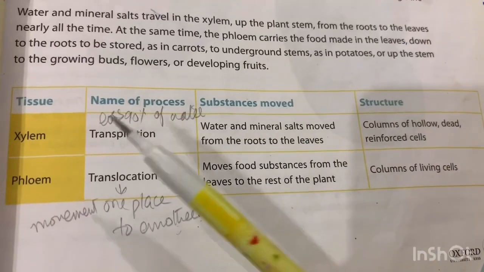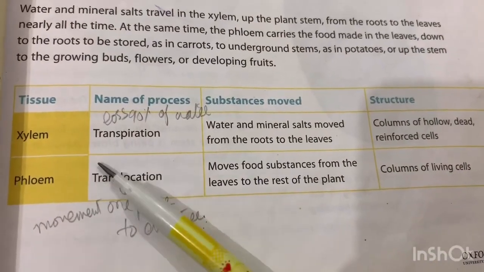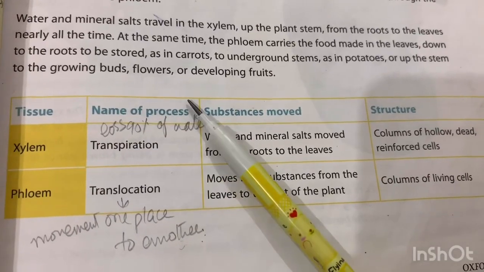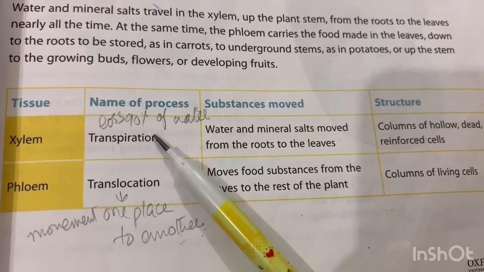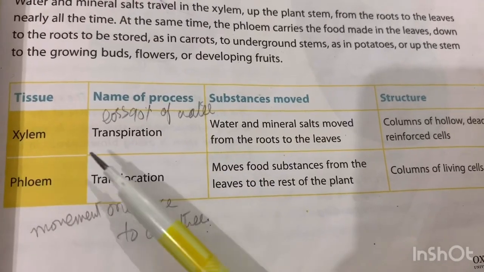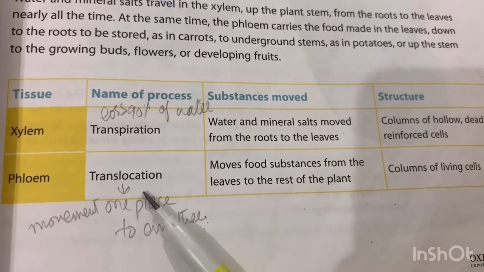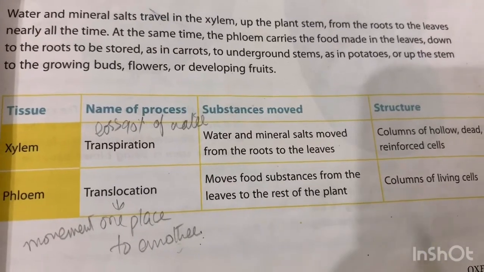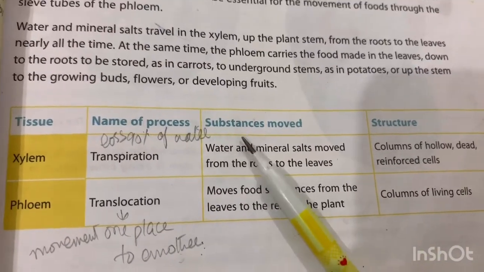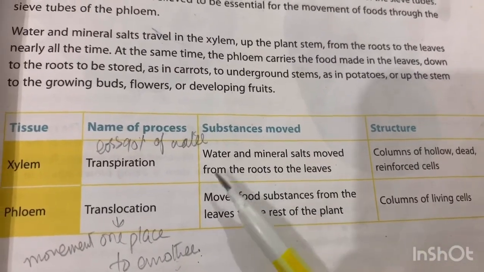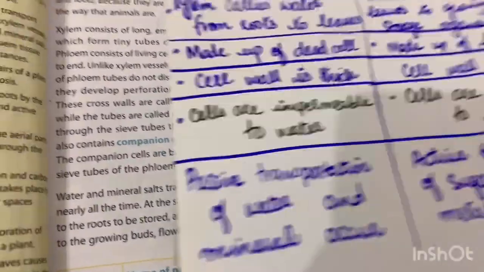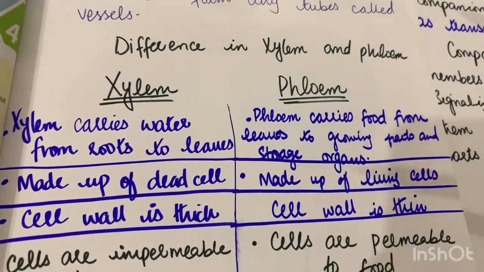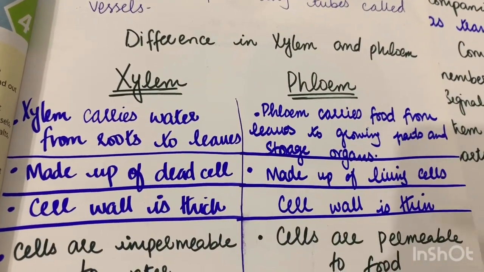We have two columns. These are two tissues, xylem and phloem. Name of the process: xylem goes through a process of transpiration where it loses almost 90% of the water, and phloem goes through a process called translocation, that is the movement from one place to another. Substances moved and the structure, I have made a column and written 2 to 3 points extra. So just go through the difference and you will understand the rest of the table.